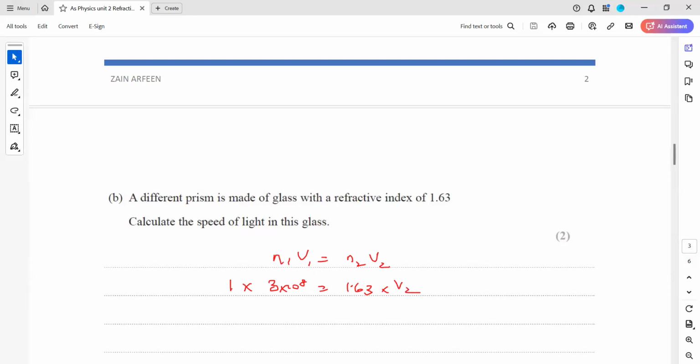If we need v2, we take 3 times 10 to the power 8 divided by 1.63, the refractive index of this medium, and we get 1.84 times 10 to the power 8 meters per second. That's v2.